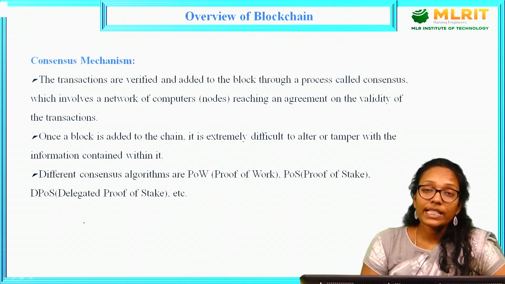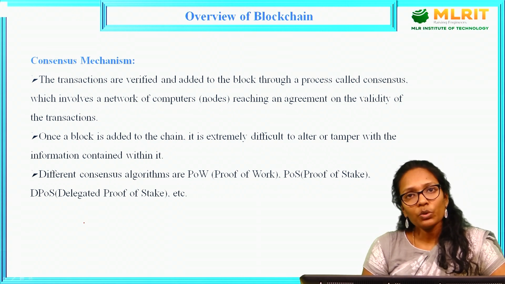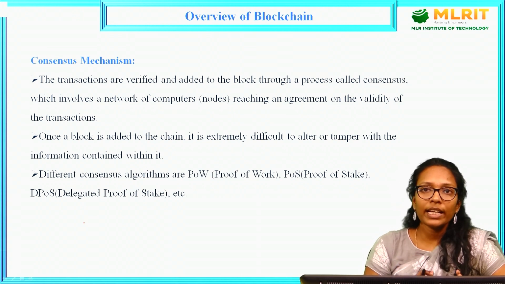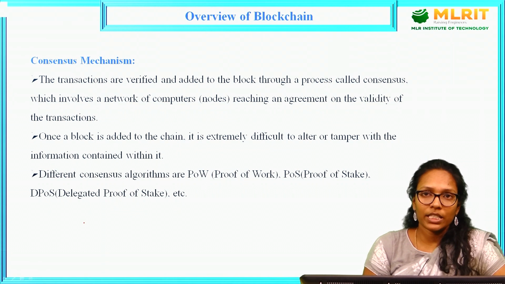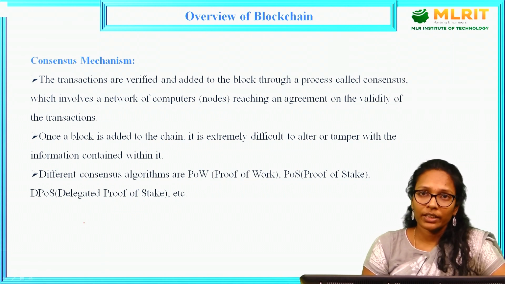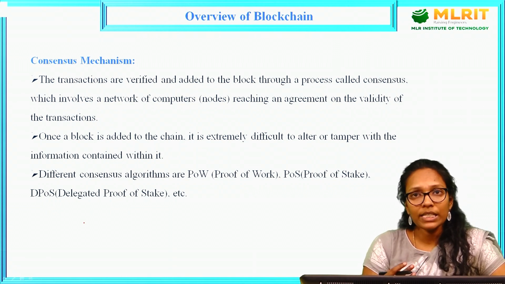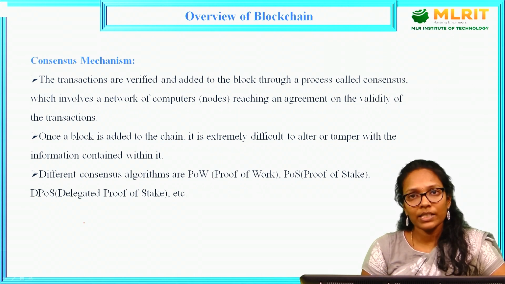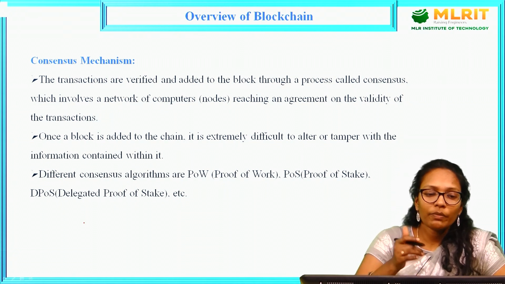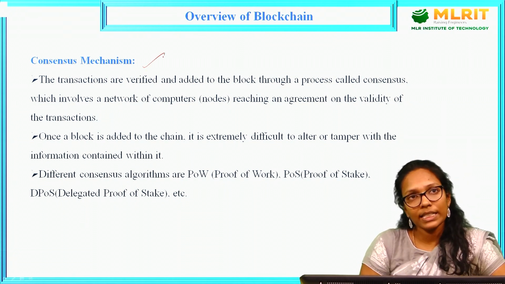So next is consensus mechanism. As we know, there is no single or centralized authority here to take the decision. Then how will it work? Who will validate the transaction? If I want to insert a transaction which is not valid, then how will it be accepted? How will it validate the transaction? To perform that, we are using a mechanism called consensus mechanism.